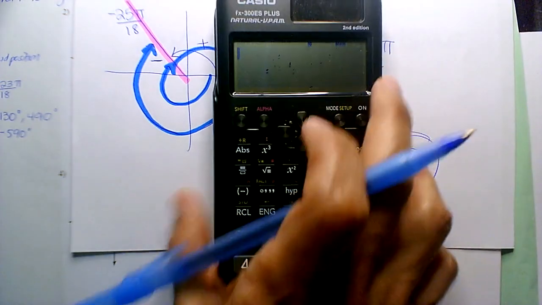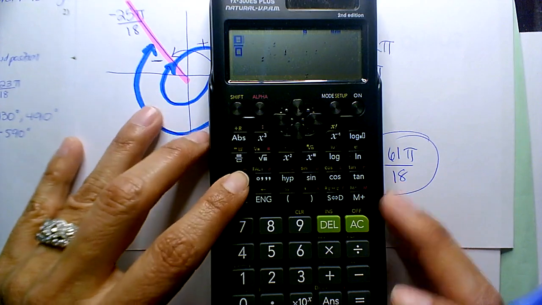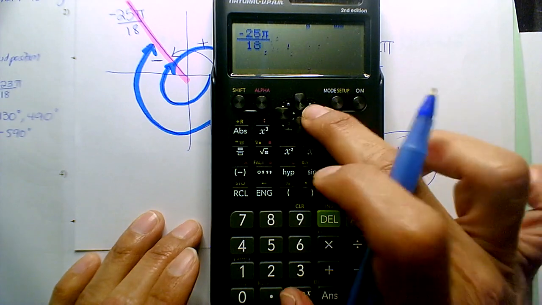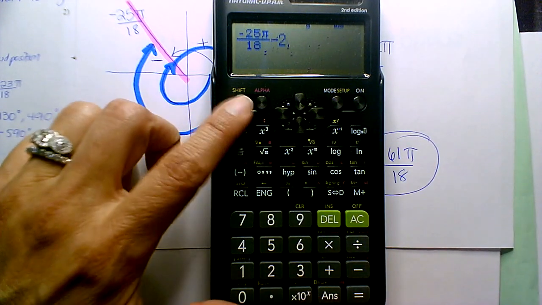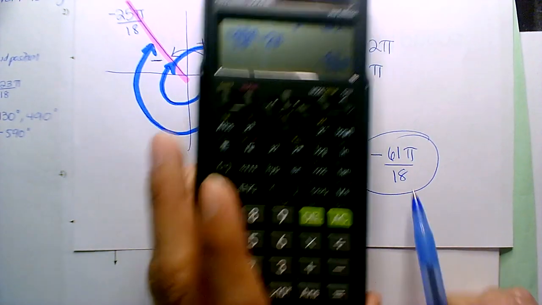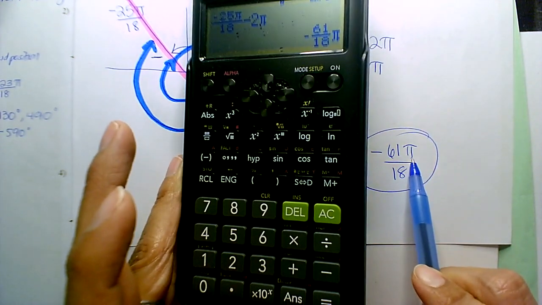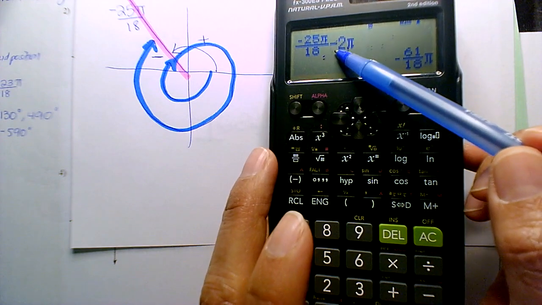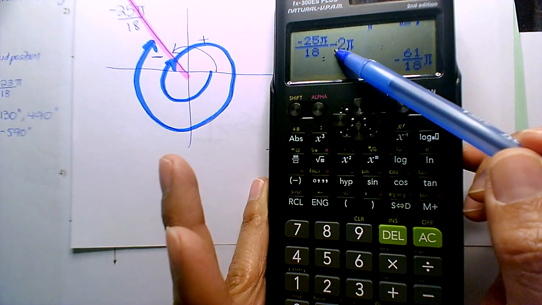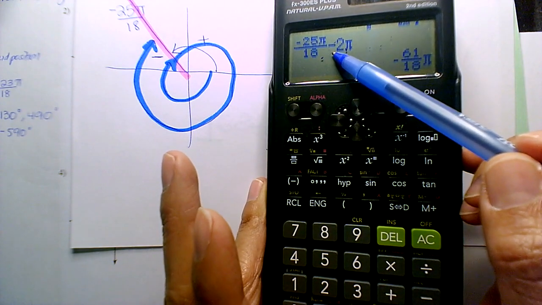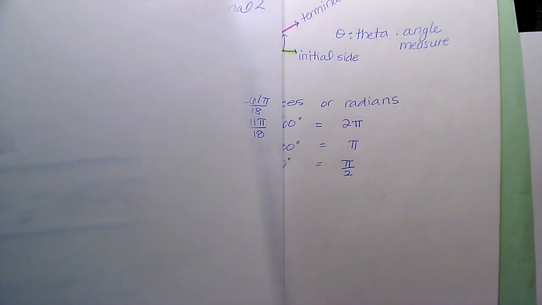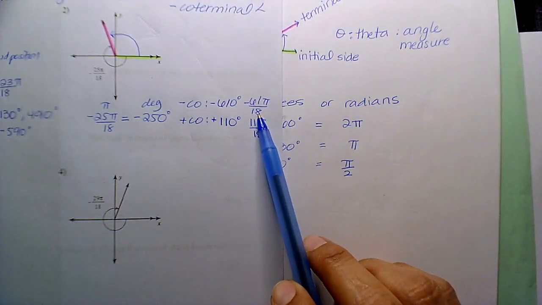Okay, you could grab a calculator and check it. So negative 25 pi over 18 minus 2 pi, and I get negative 61 pi over 18. So you can see, you just have to watch your signs. If you're in the negative rotation, make sure you're subtracting the 2 pi to get another revolution. Don't add it, because then you're subtracting. Okay. All right, so that would be what we got here, negative 61 pi over 18.